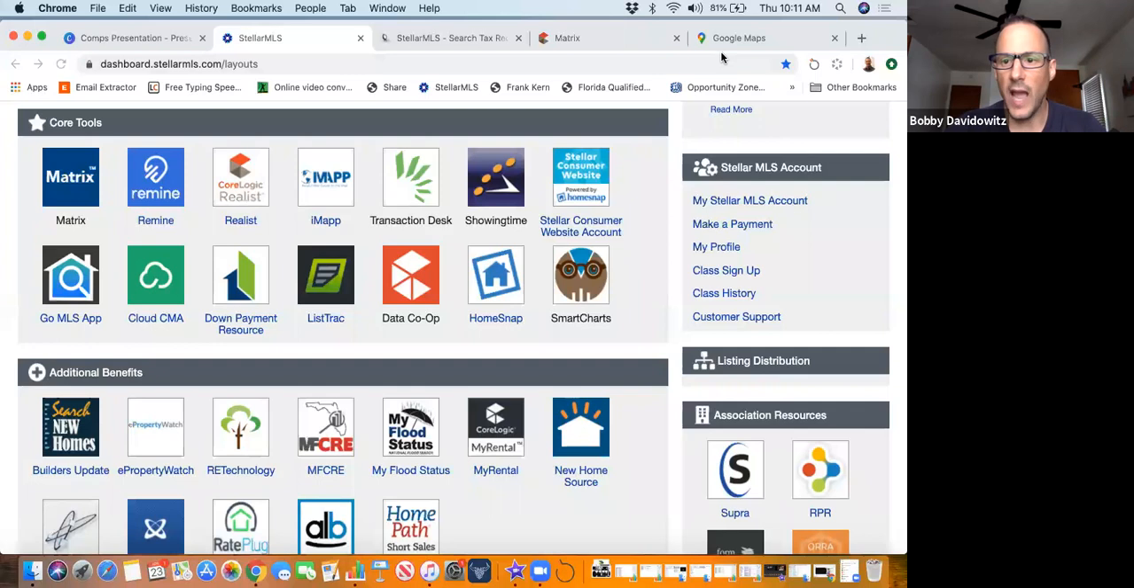Something else that I usually have open is Google Maps. I use Google Maps mainly for the street view. Let's say you're going on a listing presentation and you haven't actually been to the property. I want to show up to that listing presentation with the best picture that I can of what the neighborhood looks like, what the properties around it look like, what the exterior of the property looks like. And Google Street View is just a good way to do that.